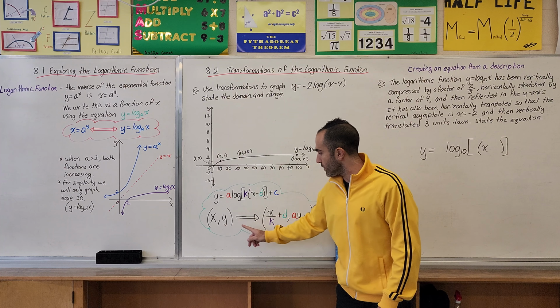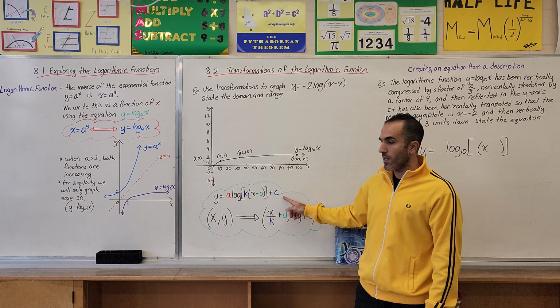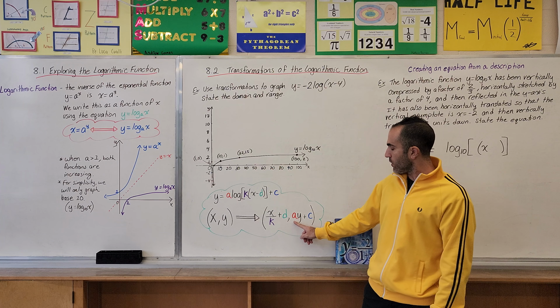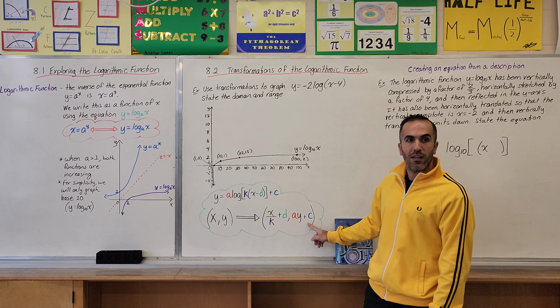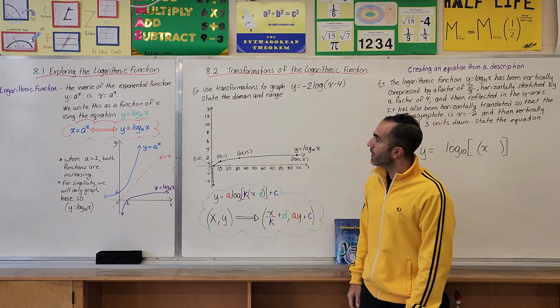Okay, remember this formula as well. How do we use these translations and transformations? Well, we have to divide x by k and add d. We have to multiply y times a and add c. We already know this. So let's put it to use quickly.